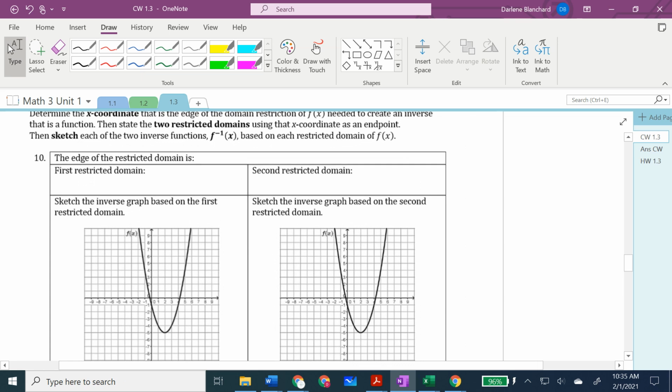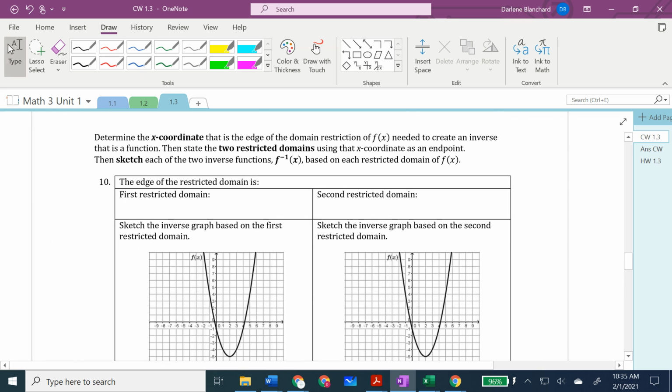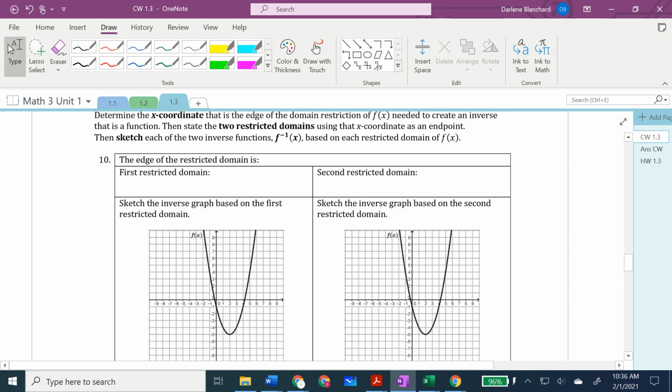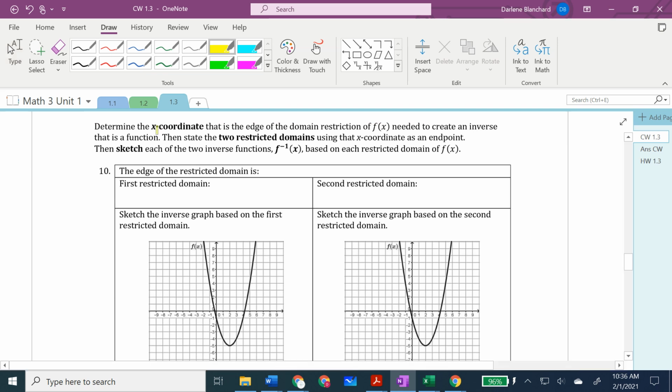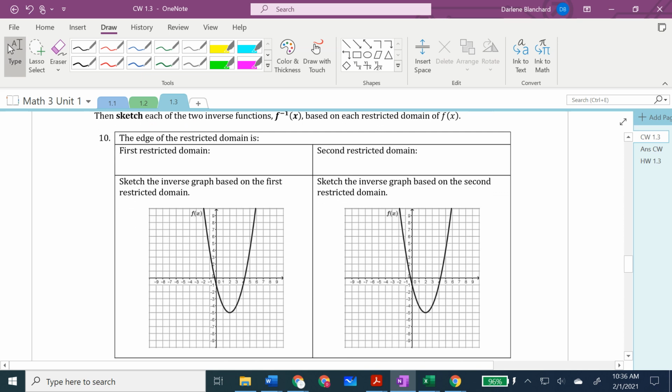Okay. Now you're going to see how it's going to be presented in your homework. That was just trying to teach you about the issues going on. You are now going to determine a first restricted domain possibility and a second restricted domain. And you can figure that out by first determining the x-coordinate of the vertex. Notice that both of these graphs are identical.